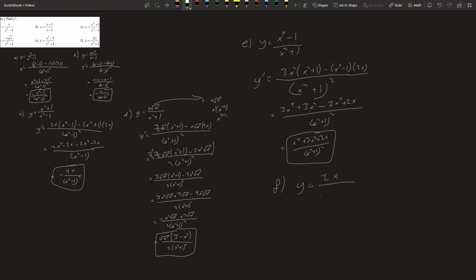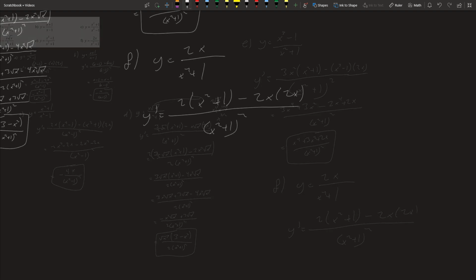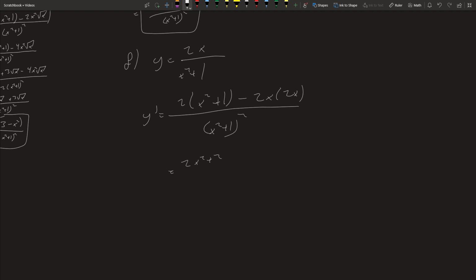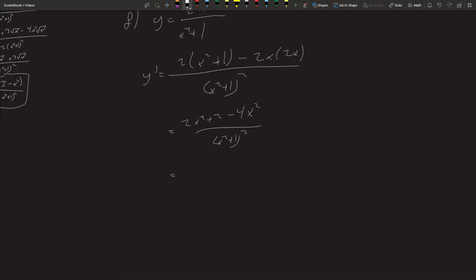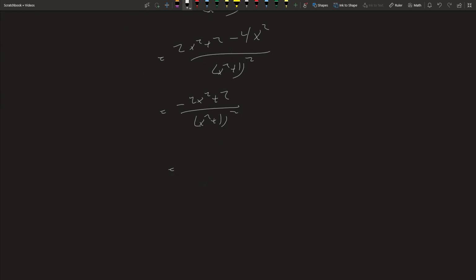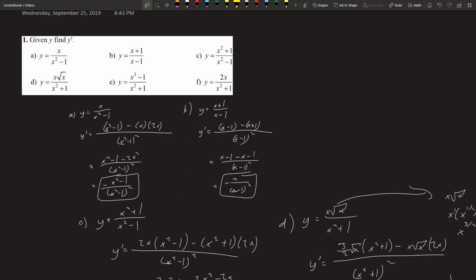Now for part F, y is equal to 2x over (x squared plus 1), so that means y prime is equal to (x squared plus 1) squared in the denominator, and the numerator is 2 times (x squared plus 1) minus 2x times 2x. Distributing gives 2x squared plus 2 minus 4x squared over (x squared plus 1) squared, which is equal to (negative 2x squared plus 2) over (x squared plus 1) squared. Factor out the 2, so we have 2 times (1 minus x squared) over (x squared plus 1) squared. That's your answer.